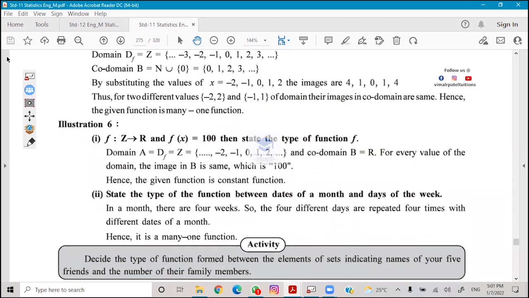Then state the type of function between dates of a month and days of a week. Dates of a month are 1, 2, 3, 4, 5, 6, up to 30. And days of a week are Sunday, Monday, Tuesday, Friday, Saturday, and they repeat. For about 4 weeks they repeat in a month. So this is called many-one. If the 1st is Monday, then the 8th is also Monday, the 15th is also Monday, and the 22nd is also Monday. Every 7 days it will be repeated. So this is called many-one function. Clear?